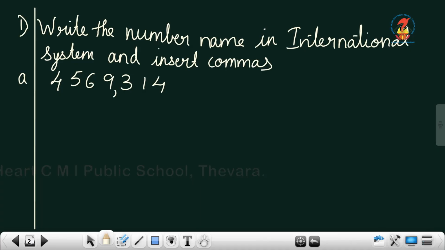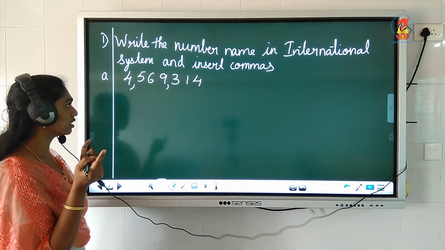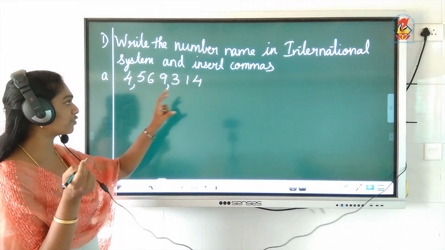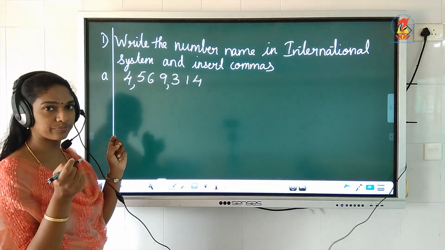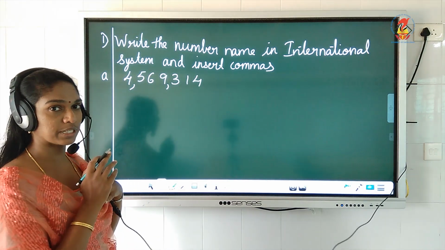1, 2, 3, this is the ones period. Again 1, 2, 3, this is the thousands period. And then in the millions period only one place has been taken. So this becomes the international system. After 3 digits you will put the comma. Okay, children? Now how to write in the number name?